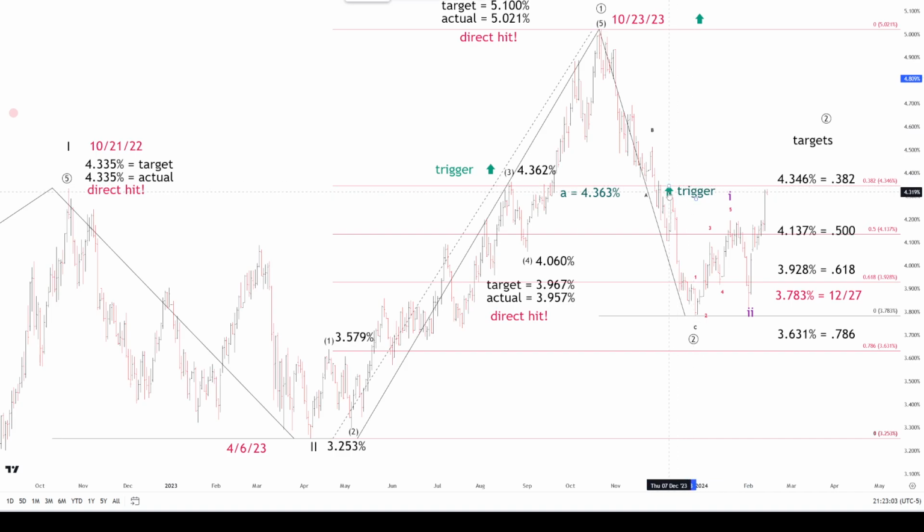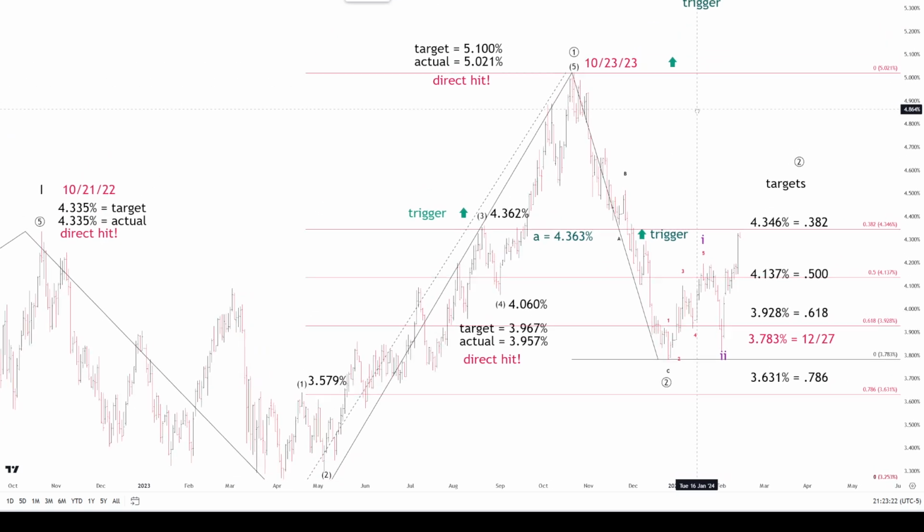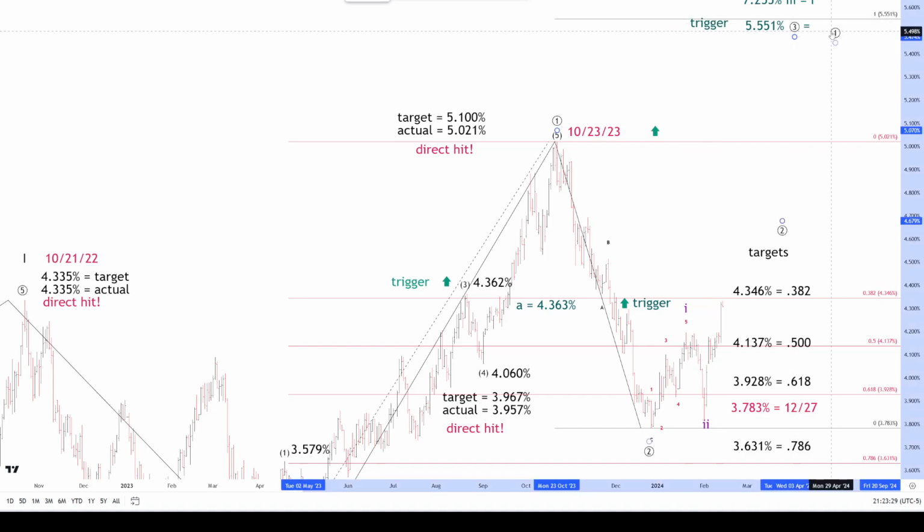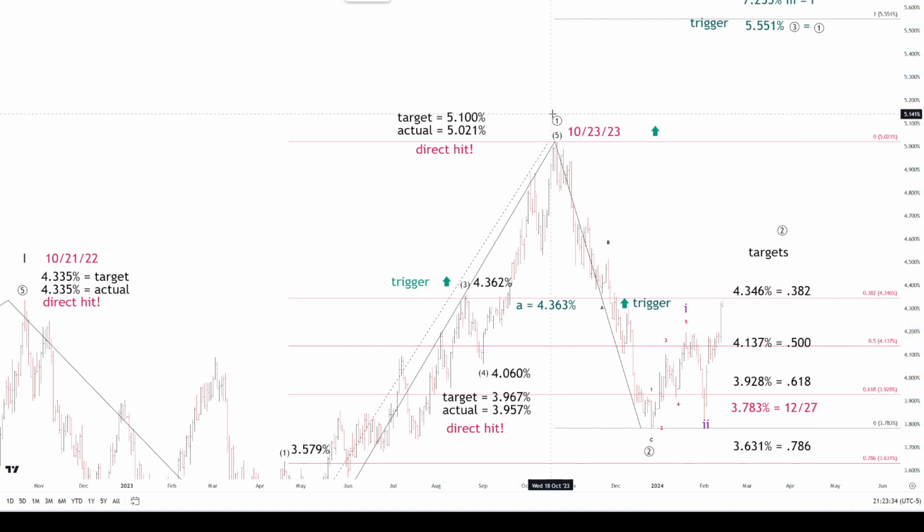The next trigger is this wave A low, which is 4.363%, and we're getting close to that. Once that A wave low is surpassed to the upside, that activates this upside trigger. We have another one here. If I can scroll down, you see that first trigger is the 5.551. That's where this wave 3 up equals this wave 1.